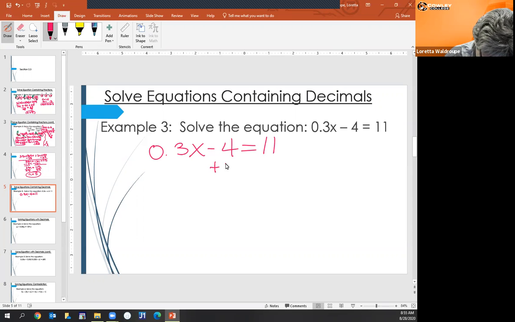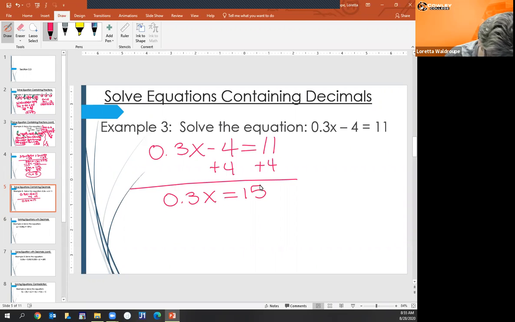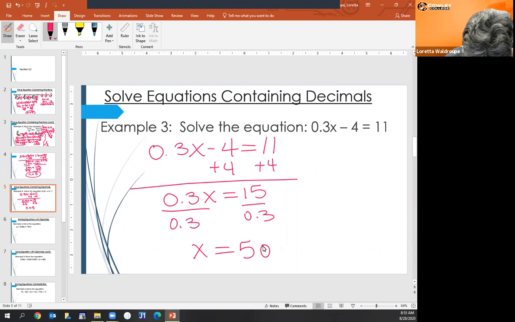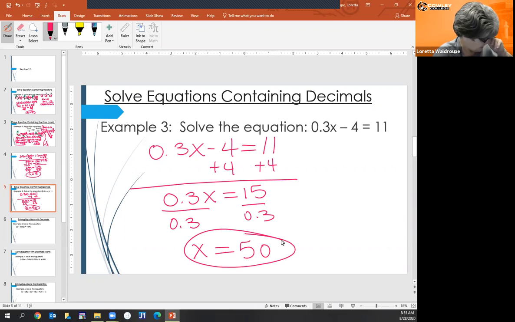So I'm going to add 4 to both sides because I'm going to need to move the 4 to the other side. So 0.3x equals 15, and then divide both sides by 0.3. So x would equal 50. And you'd be done. Okay?